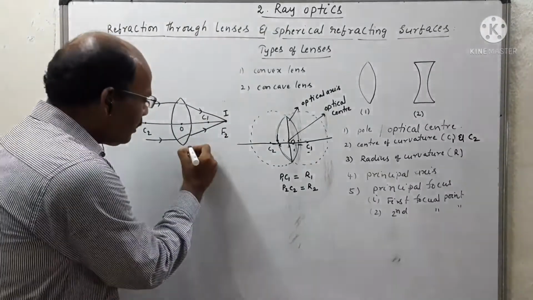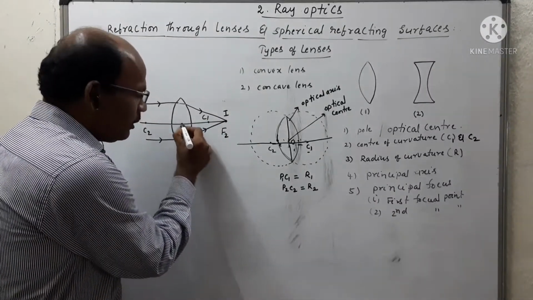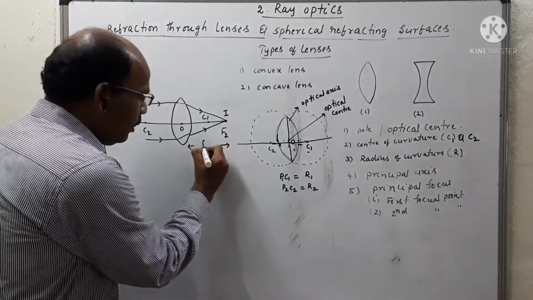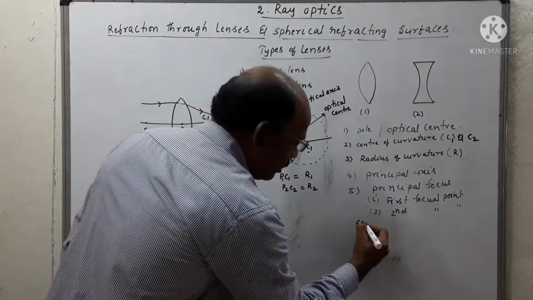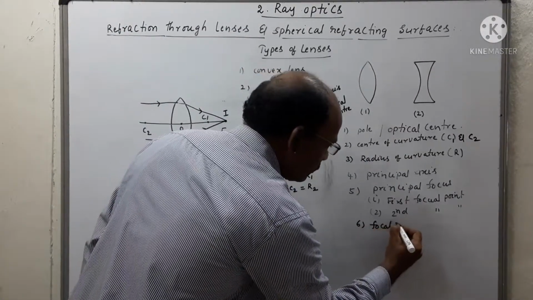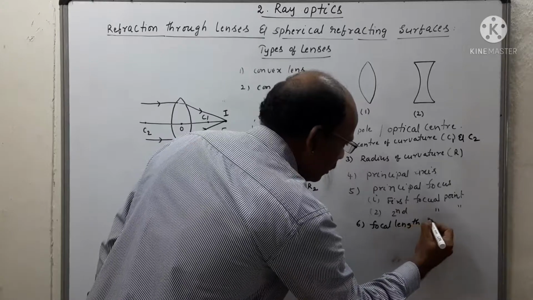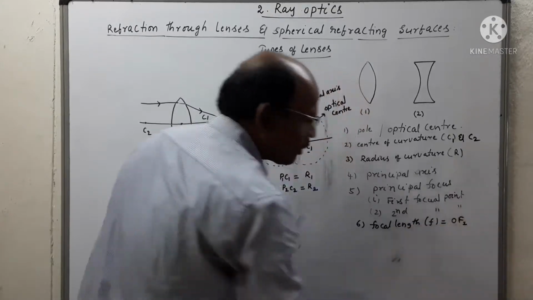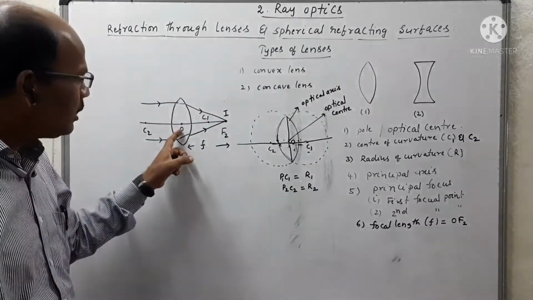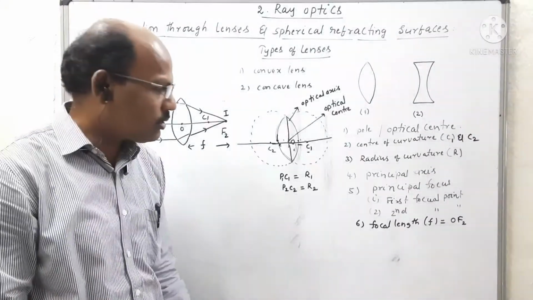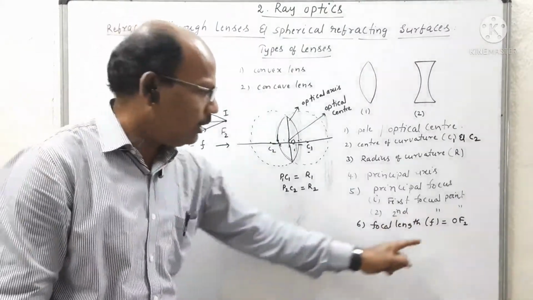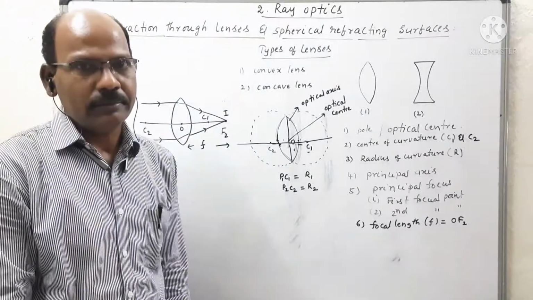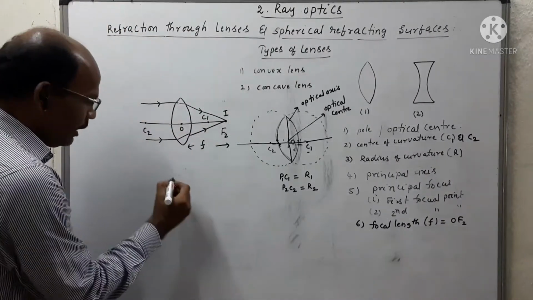The distance between the optical center and the focal point is called F, which is focal length. So focal length F is equal to OF2. The distance between the optical center and focal point is called focal length. Focal length is equal to OF2. So what is the first focal point? That can be explained like this.